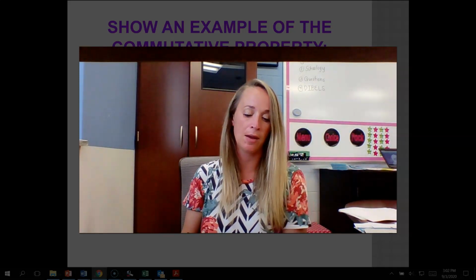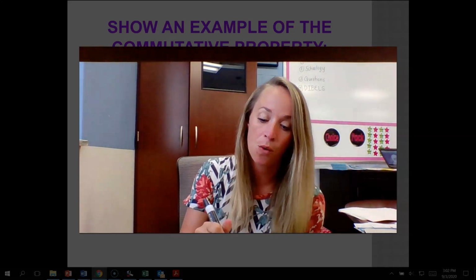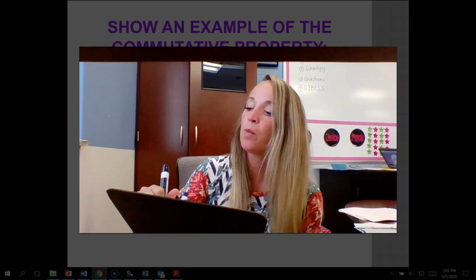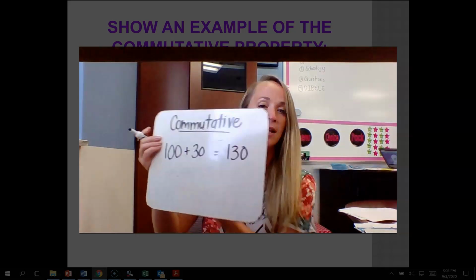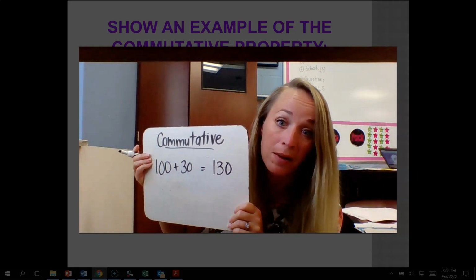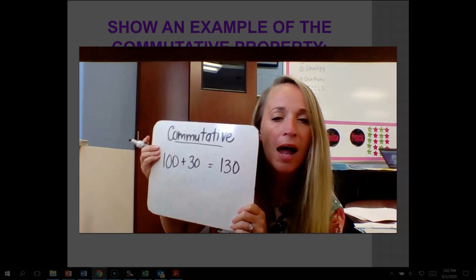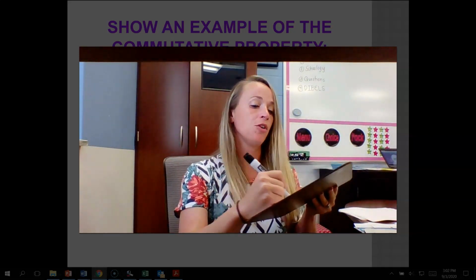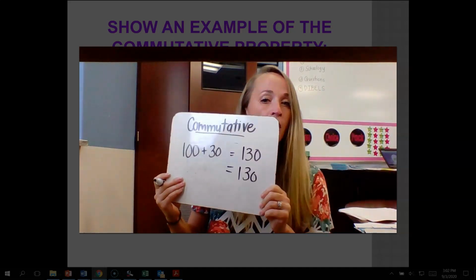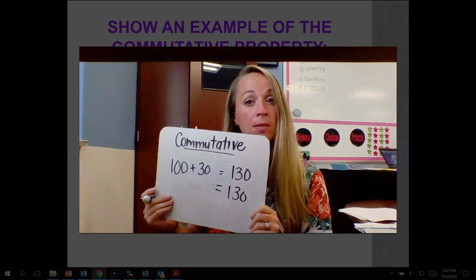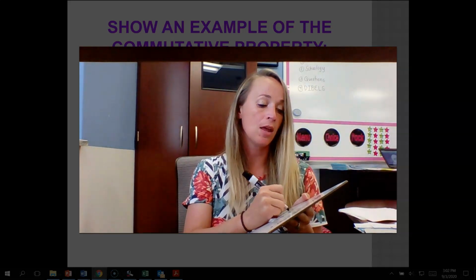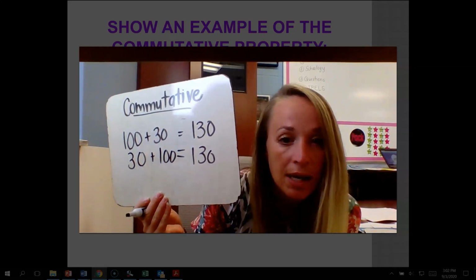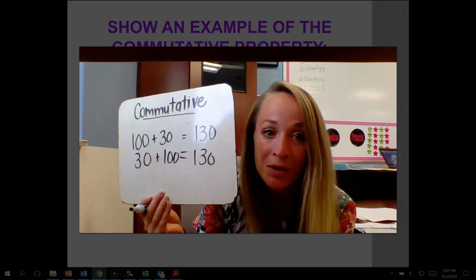Let's show a different example. I could even do 100 plus 30 equals 130. That's an example of the commutative property. But how do I show it? I have to flip-flop my numbers. It's still going to equal 130. But I have to show how that is an example of the commutative property. I would write 30 plus 100 equals 130. That is how you show the commutative property.